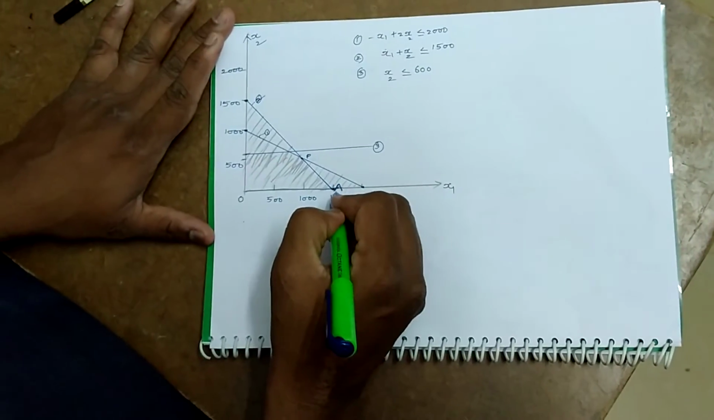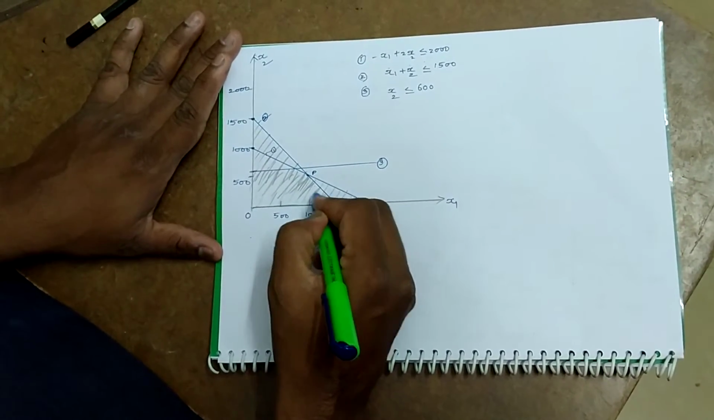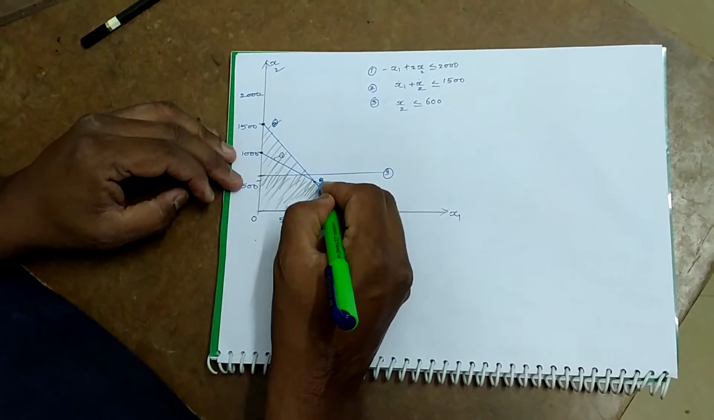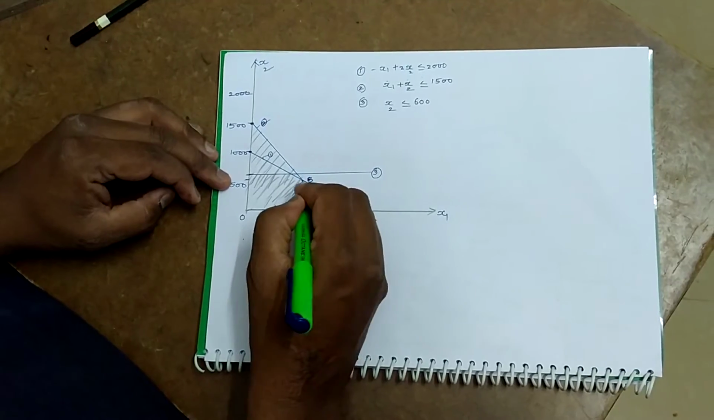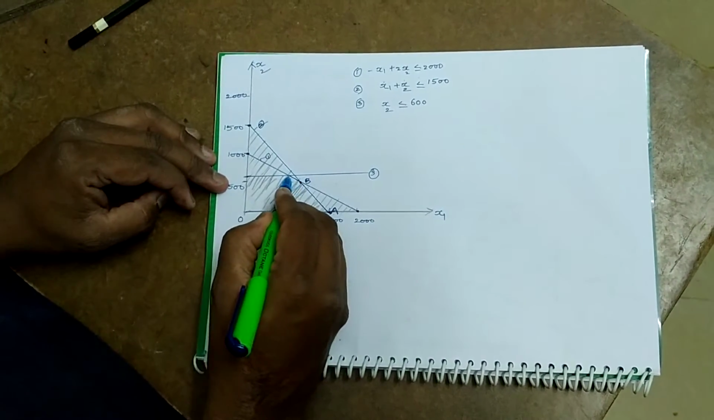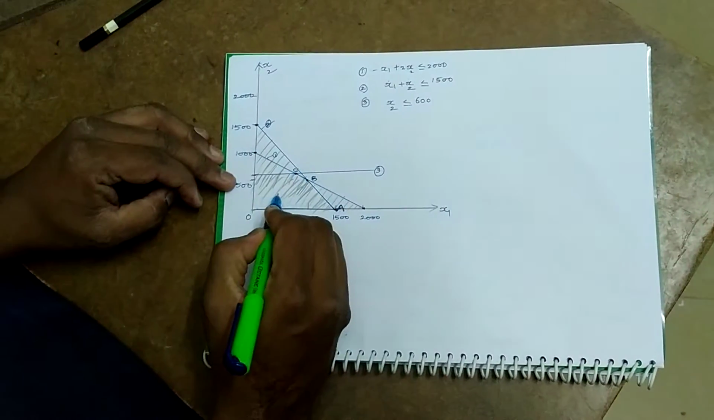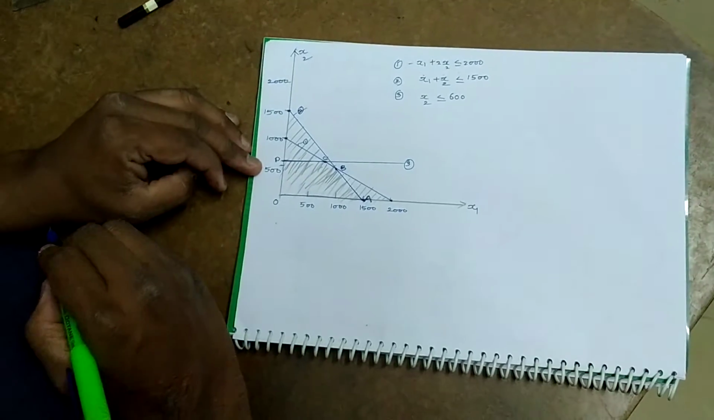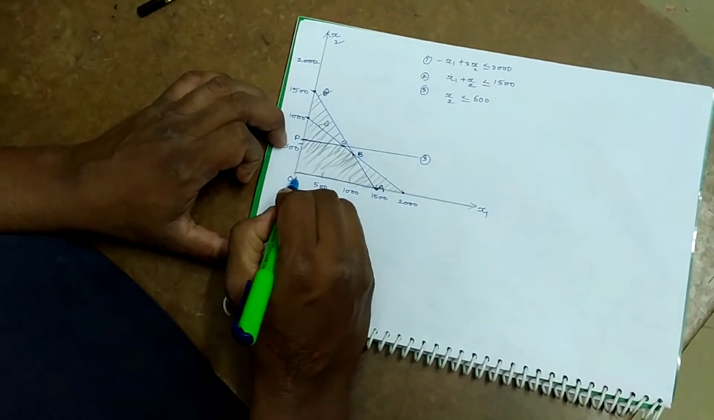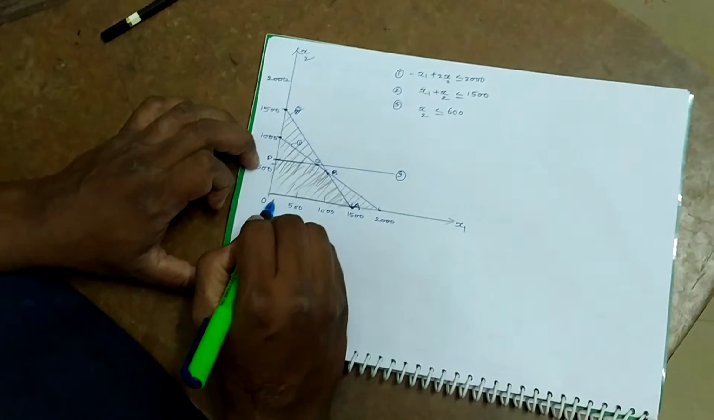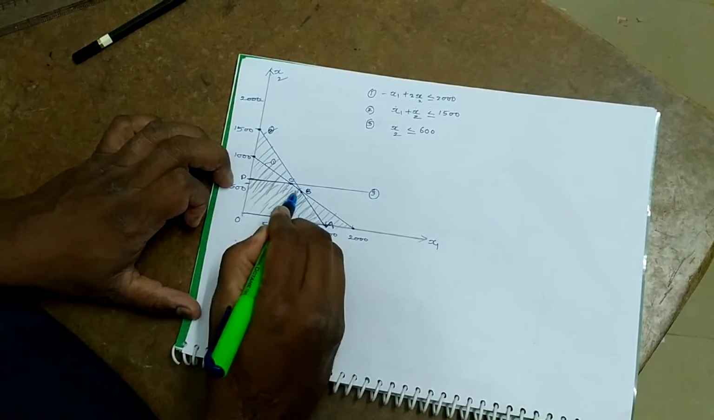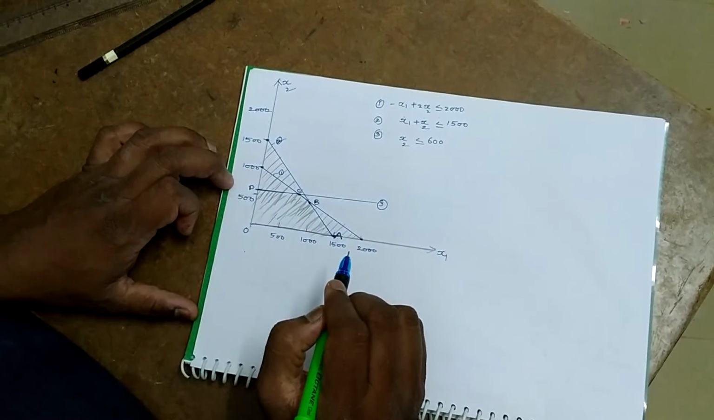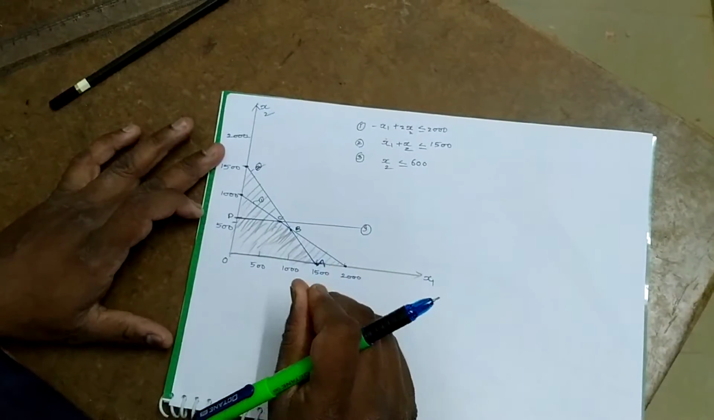Above this line, the region is not common. Below this line only you are getting a common region. From A you have to move along this line, you will get point B, which is the intersecting point. From B you can move to point C, and again moving like this you will get point D. So the solution space, or common region, is O, A, B, C, D. Within this region, the solution space will exist.